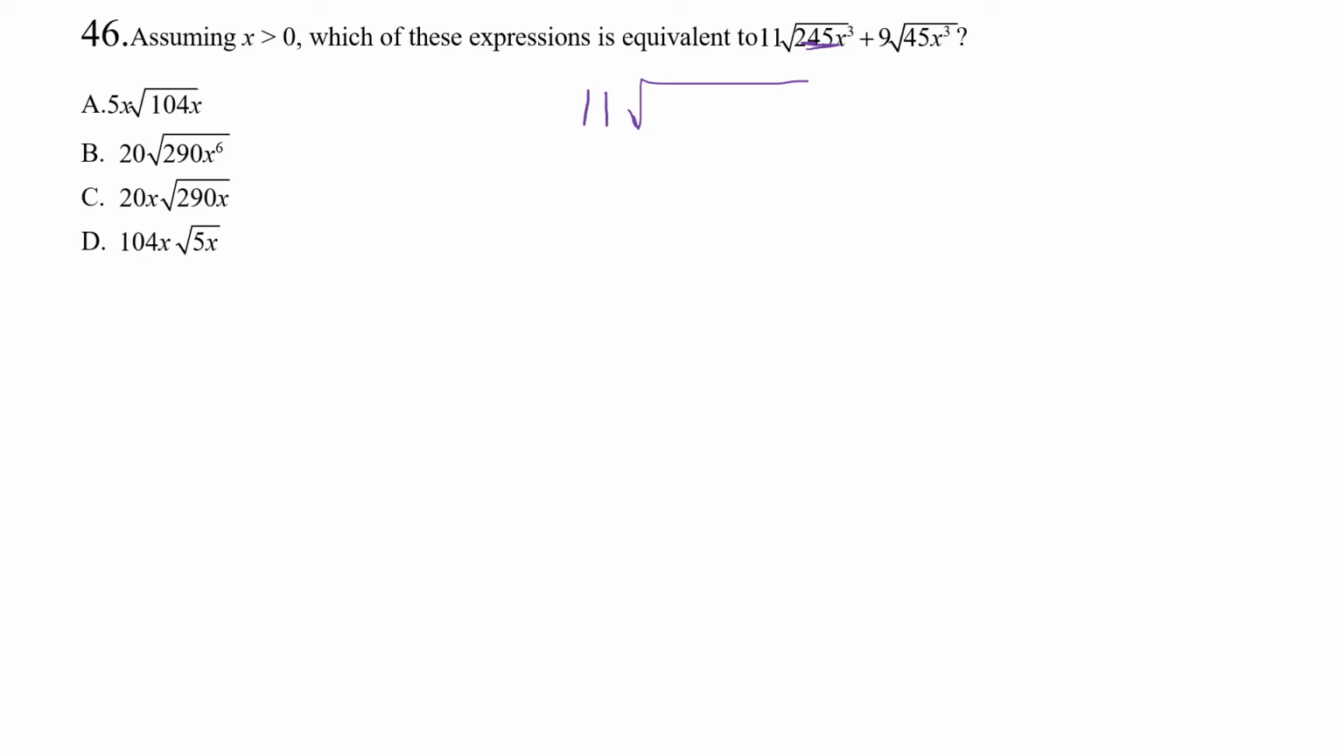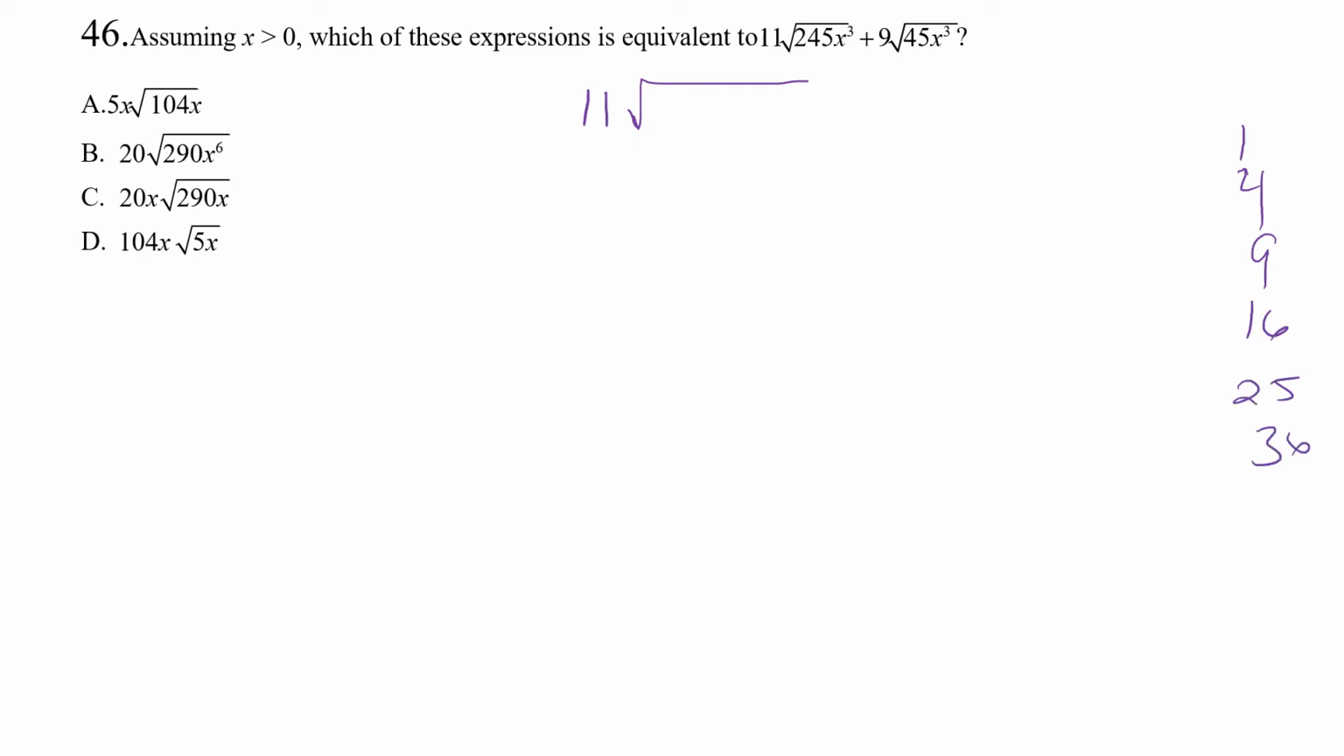Remember, if you want to write it in the simplest radical form, you want to find two factors of that number, and one of them has to be a perfect square. So what I would do is write your perfect squares on the side here: 1, 4, 9, 16, 25.